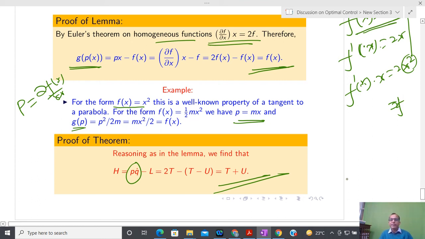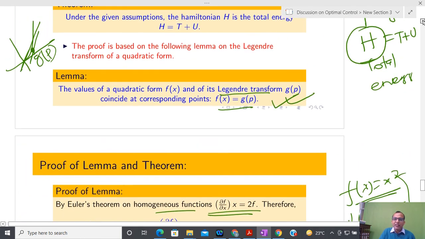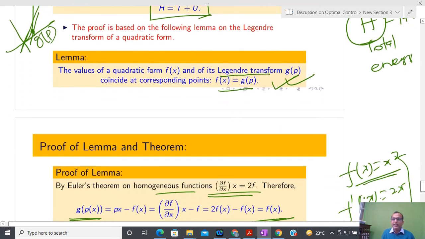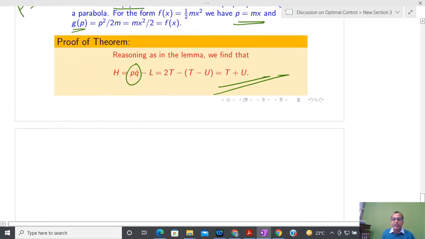Does anyone have confusion? Then please let me know. If anyone has confusion on this particular formulation, then please let me know. Okay, if you don't have confusion, it means that this theorem is true. It means that the Hamiltonian is nothing but the addition of kinetic energy plus potential energy, and the Lagrangian we have already seen, that is kinetic energy minus potential energy.